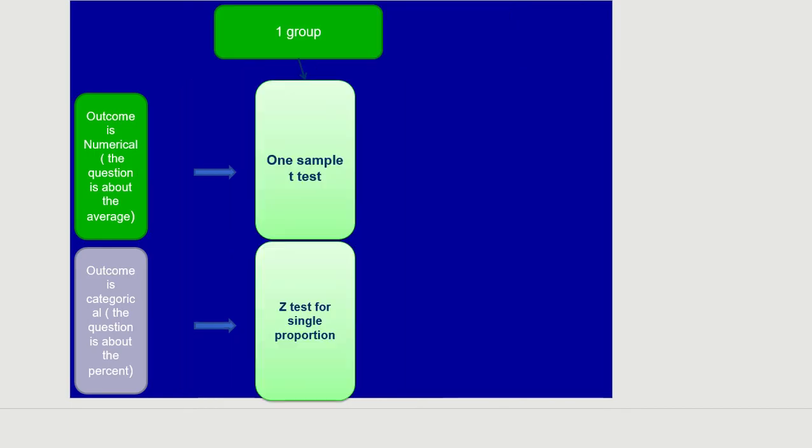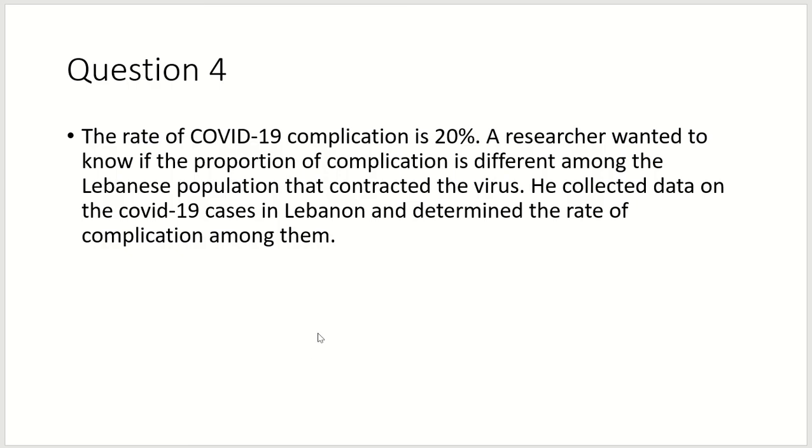Again, we have one group. Your outcome is categorical. You're going to use the Z for single proportion. So what is your outcome variable? Complication is your outcome variable. It's either present or absent. This is your dependent variable. Your independent variable, your exposure variable, where here you have it, but you don't have those that, and there's no variability in it. So it's Lebanese population. So Lebanese population is your exposure, but it's only one group.